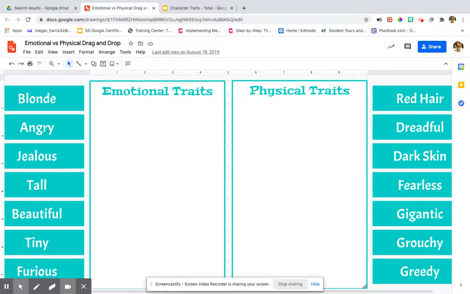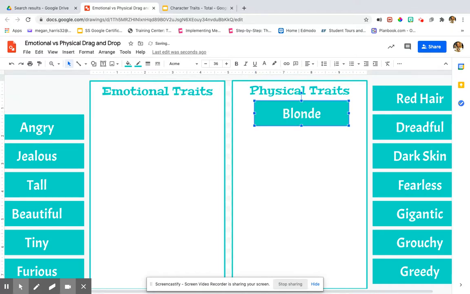So when you get started, this is what it's going to look like. Okay, so what you're going to do is you'll click, I'll go ahead and do this first one for us. Blonde, we've already said, right? Blonde is what we can see. When I click on it, notice that these blue lines appear. I'm going to push down with my finger, not let go, and I'm going to drag it to where I think it should be. Emotional, okay, is that the inside, or physical on the outside? So blonde would actually be physical. There are 7 in each box.